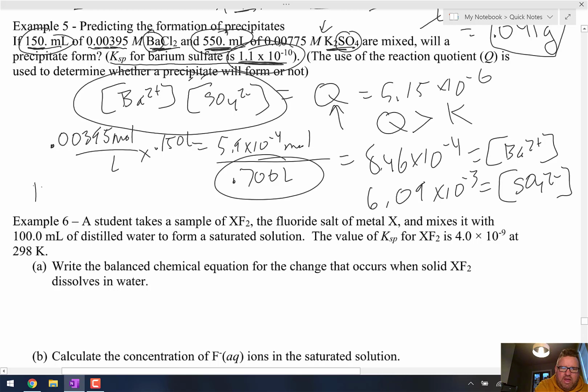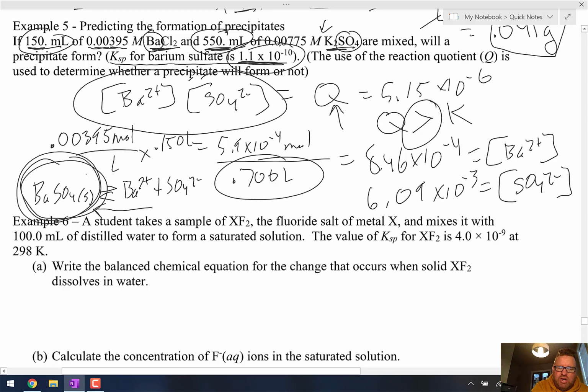And then think about the equation. It's barium sulfate solid in equilibrium with Ba2+ and SO4 2-. If Q is greater than K, what does that tell you? Notice the mouth is open to the left, so that means the reaction is going to proceed to the left. Will a precipitate form? Absolutely yes. You are going to get some solid barium sulfate that will form.